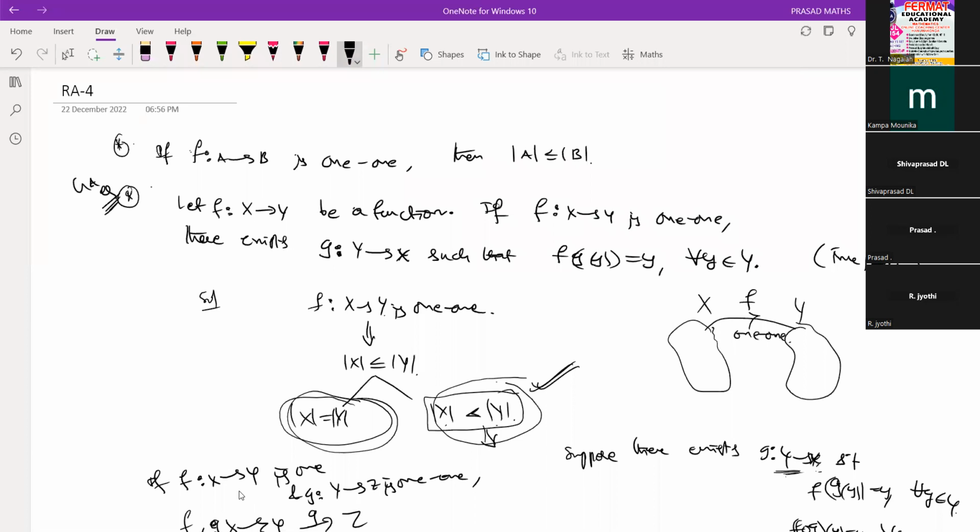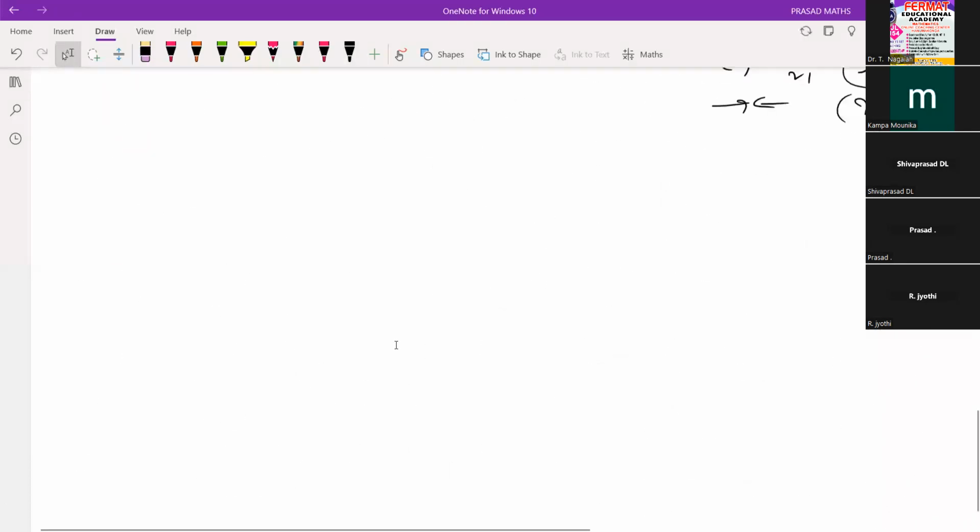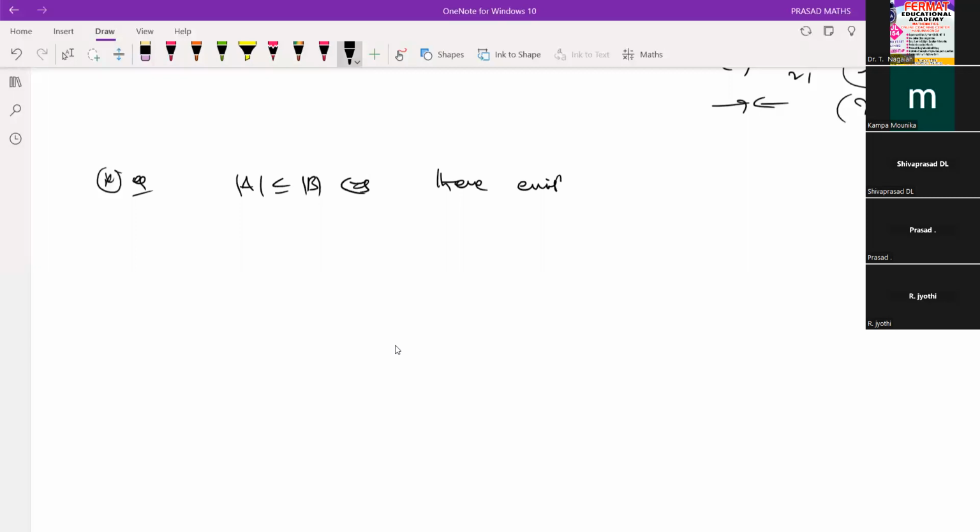Okay, what is the condition? Whenever f is a 1-1 function, automatically cardinality of a is less than or equal to cardinality of b. Of course the converse is also true. If cardinality of a is less than or equal to cardinality of b, if and only if there exists a 1-1 function from a to b. Look at this important note. Understand?